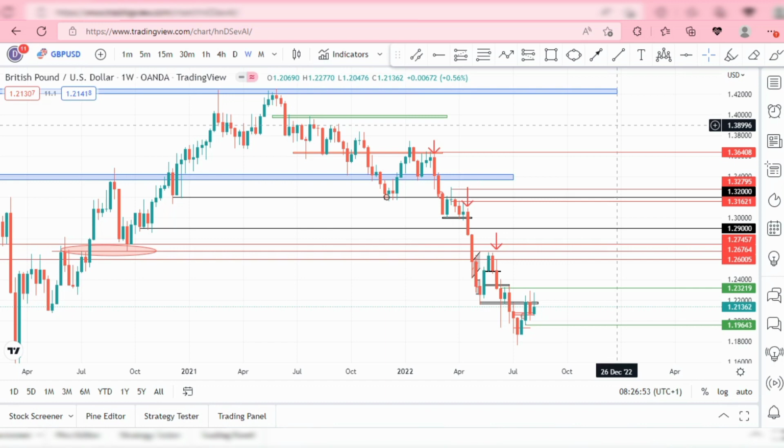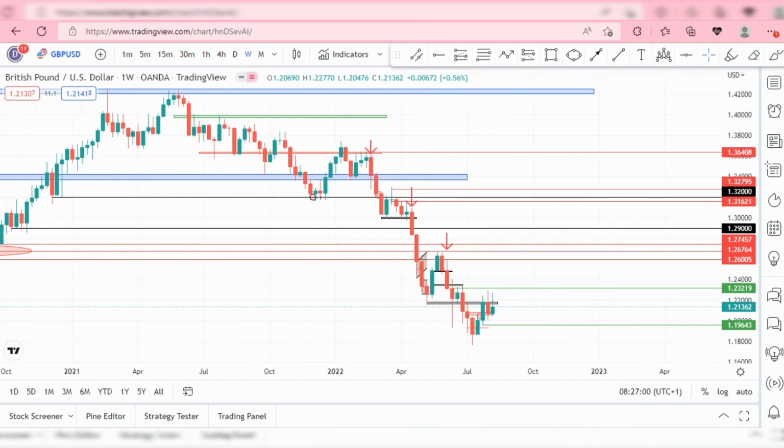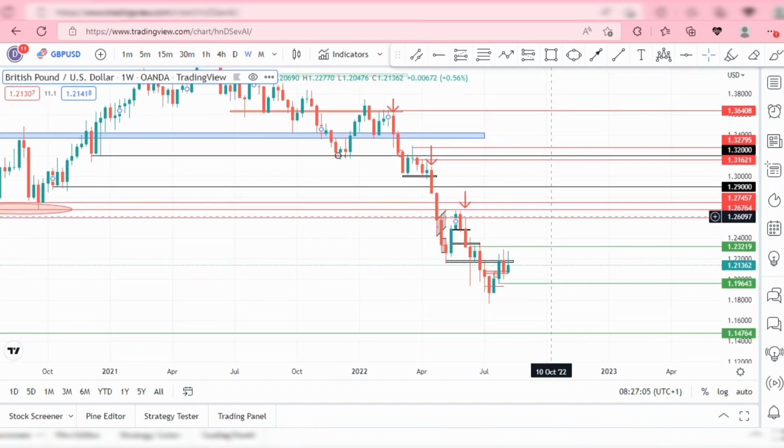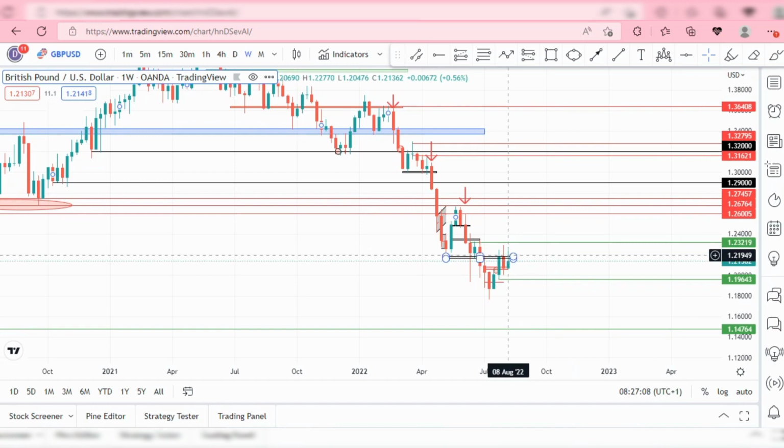frame. So starting with GBPUSD, we can see that the previous week price closed bearish, and then this week price tried to break above this resistance area around the 1.22 area, but couldn't do that, and then price quickly rejected and closed below that area. So price is still around that resistance there, and failing to break above that level.